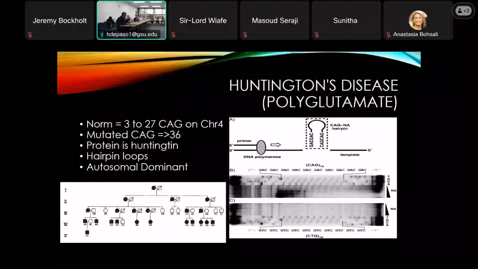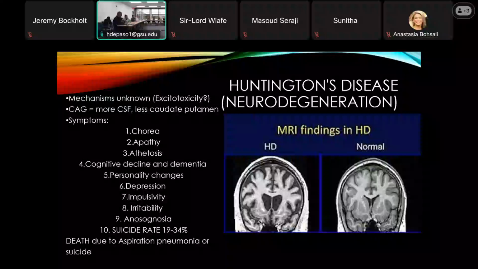This is an autosomal dominant inheritance pattern. So you can pass on your repeated copies to your kids. You may not notice that you are passing them along until symptoms occur, and it progressively happens until death. From a neurological perspective, Huntington's disease is a neurodegenerative disorder.